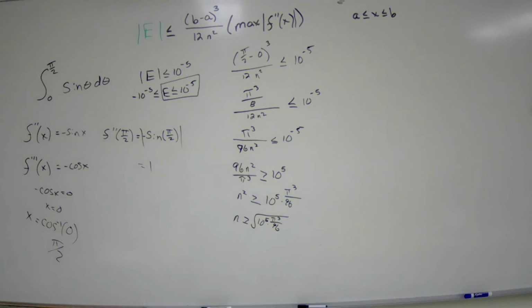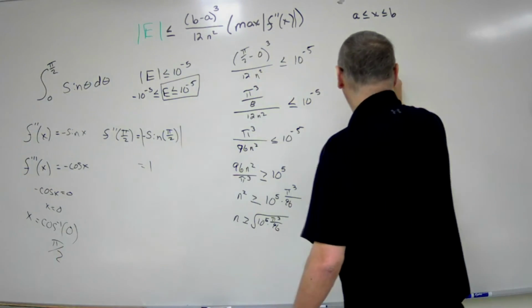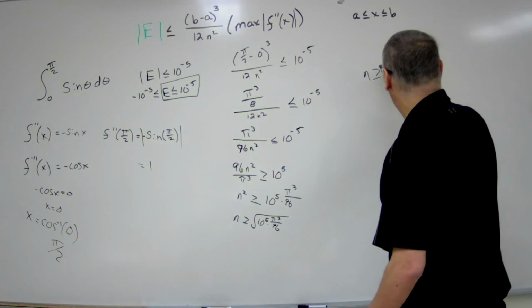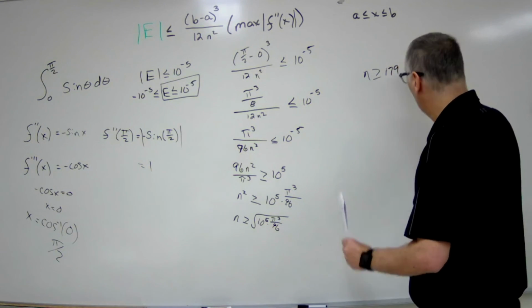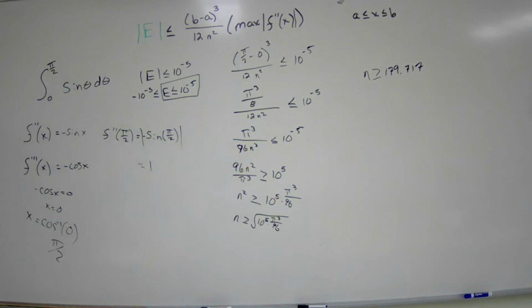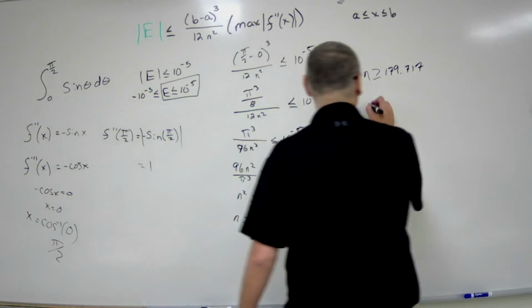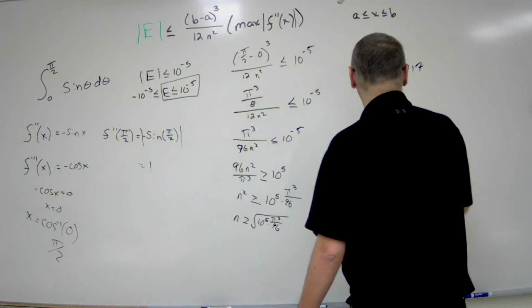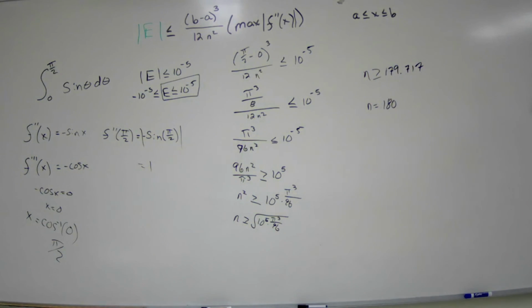Voila. I can do some math. N is greater than or equal to 179.717. So my N I would have to use would be what? I would have to do 180 trapezoids to get my error within 10 to the negative 5. We're not doing that. I'm not doing 180 trapezoids. That works out.